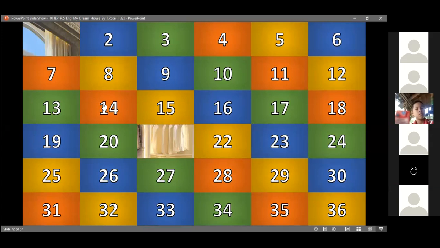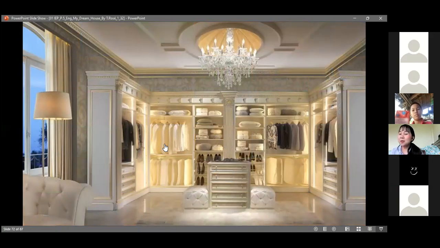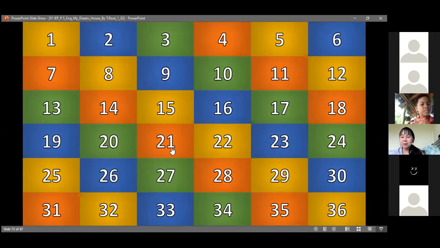One, two, three. Dressing room. Dressing room. Good job. What is your name? Purse. One point. Next word.